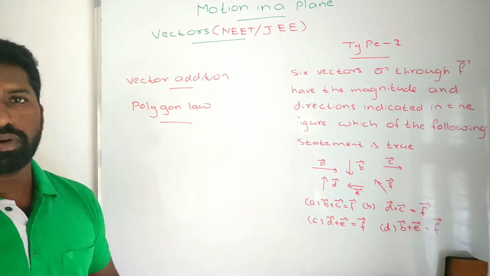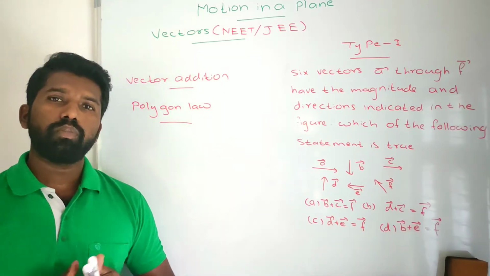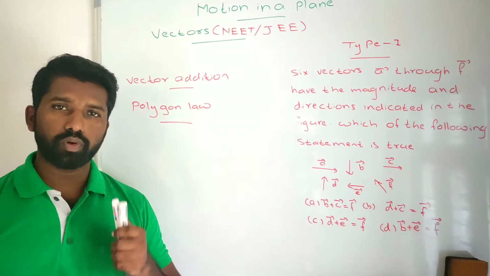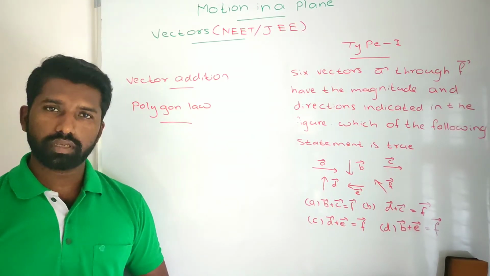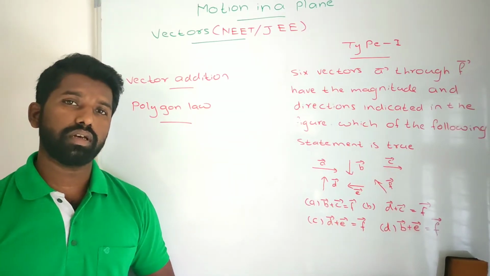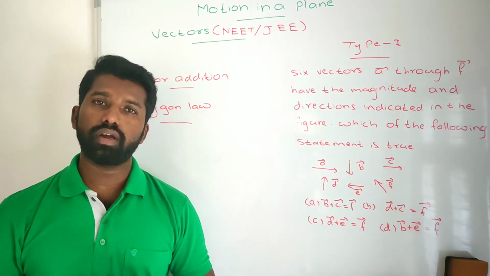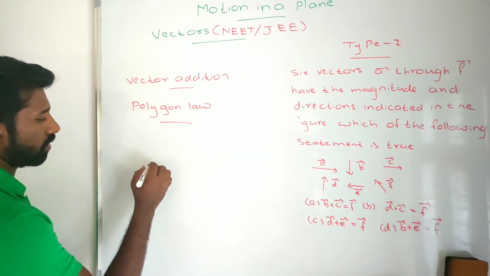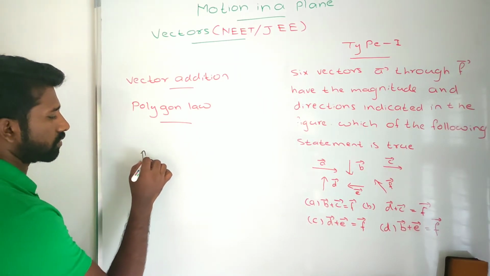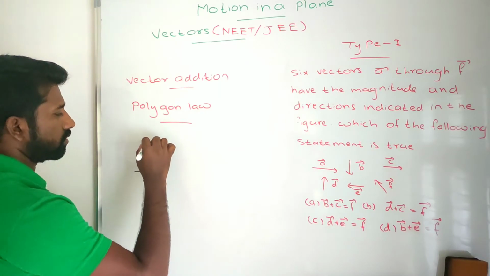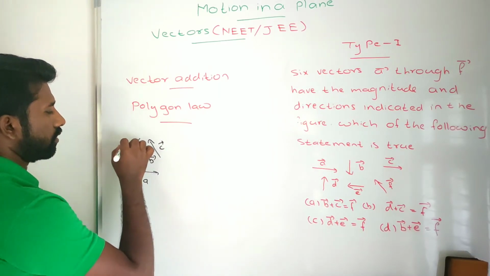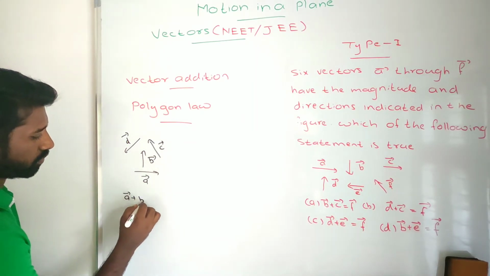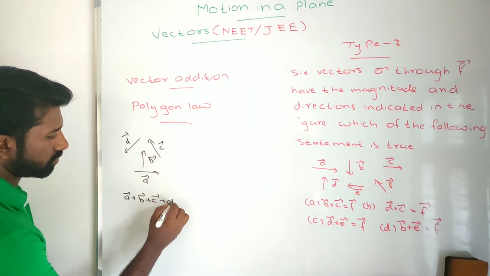The Polygon law: a number of vectors can be considered the sides of a polygon taken in the same order. Then the resultant is the closing side of the polygon taken in the opposite order. That means you look at this. This is the A vector, this is the B vector, this is the C vector, and this is the D vector. I need to find A vector plus B vector plus C vector plus D vector.